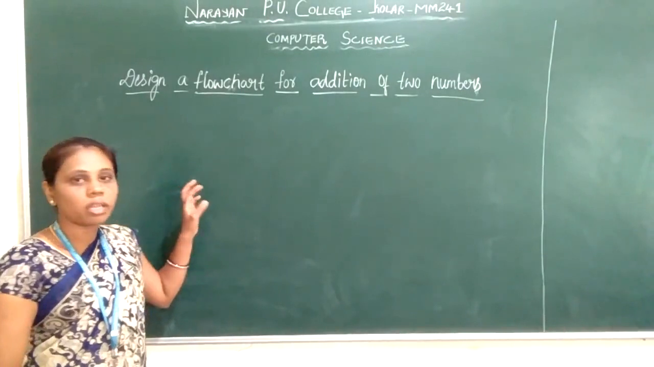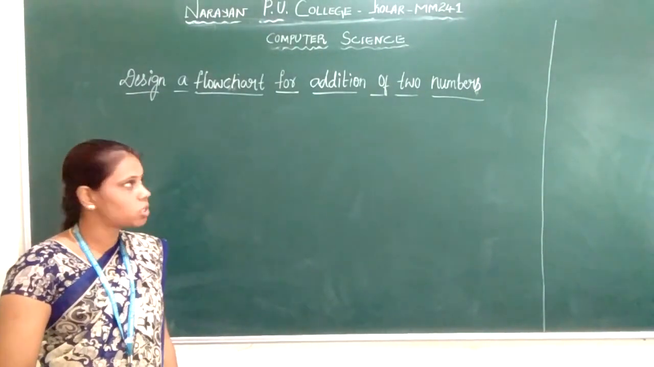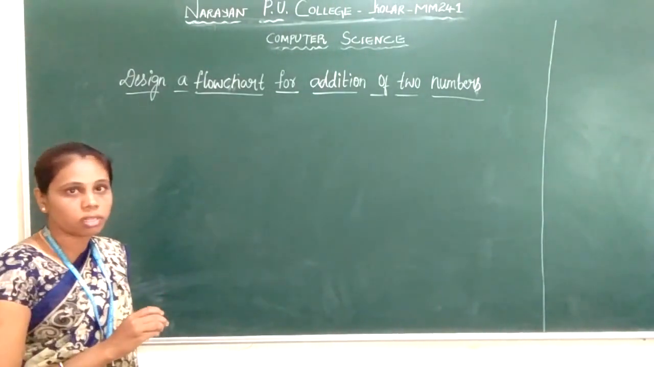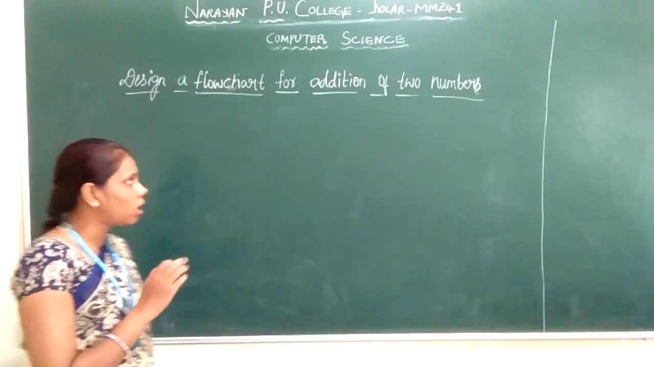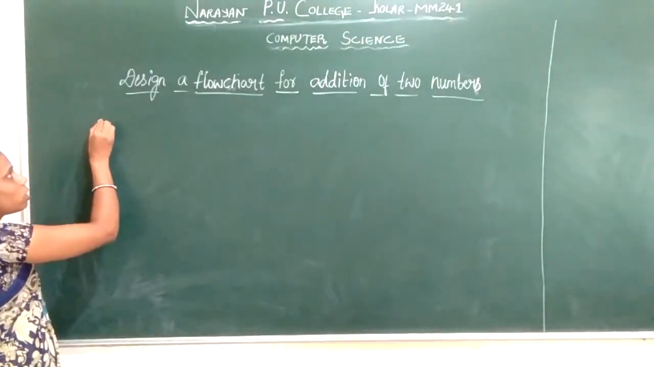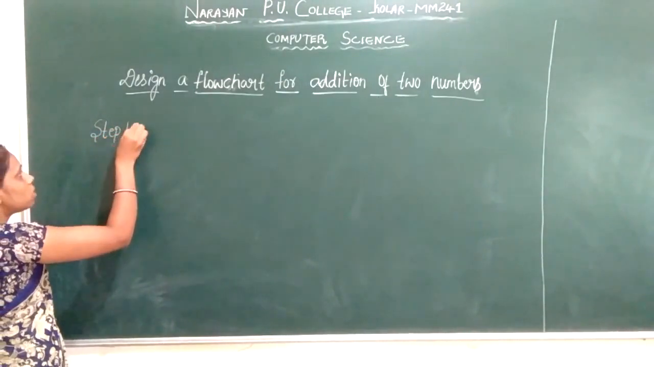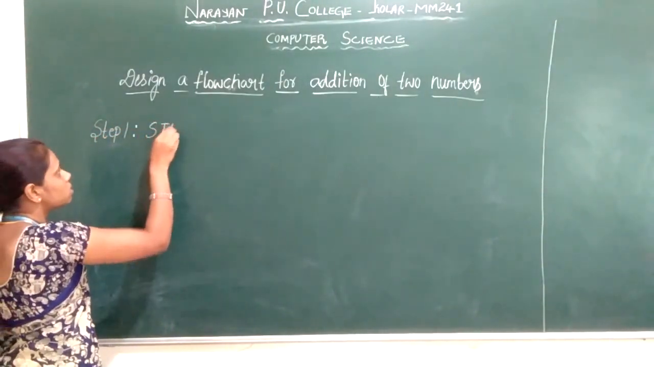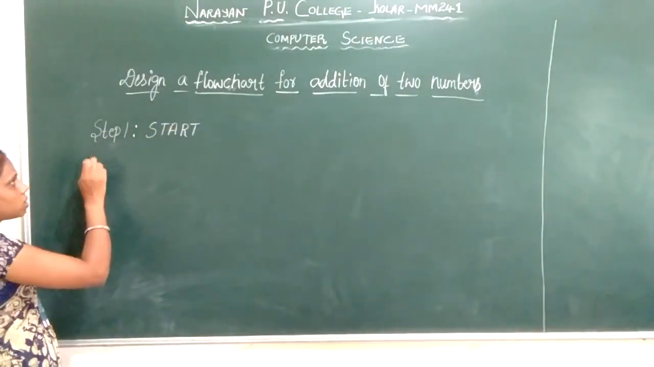Now we will design a flowchart for addition of two numbers. You have seen the algorithm for addition of two numbers. I will write an algorithm first, and then later we will design a flowchart for addition of two numbers. In the algorithm we have different steps. The first step is always start. So we always write start in the first step.